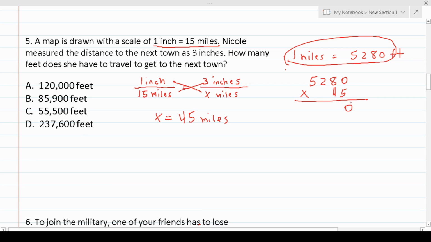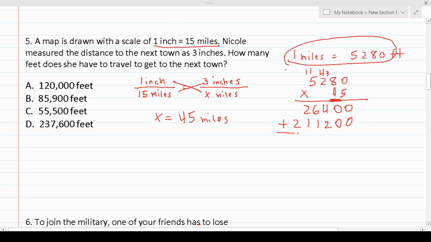0 times 5 is 0. 8 times 5 is 40, so you drop down your 0, carry your 4. 5 times 2 is 10, plus 4 is 14. Carry your 1. 5 times 5 is 25, plus 1 is 26. Before you start multiplication with this 4, bring down a 0. 4 times 0 is 0. 4 times 8 is 32. Carry your 3. 4 times 2 is 8, plus 3 is 11. Carry your 1. 4 times 5 is 20, plus 1 is 21.